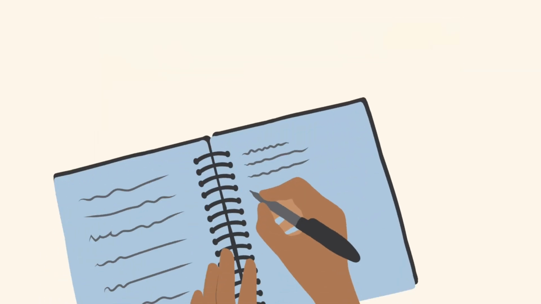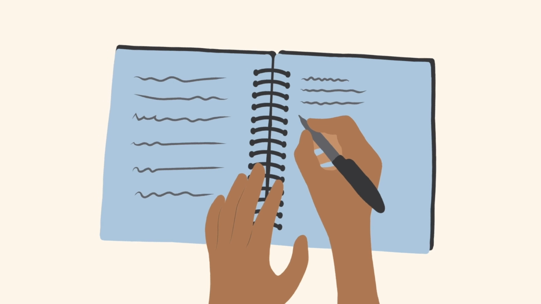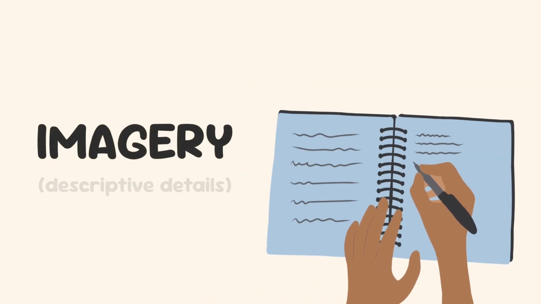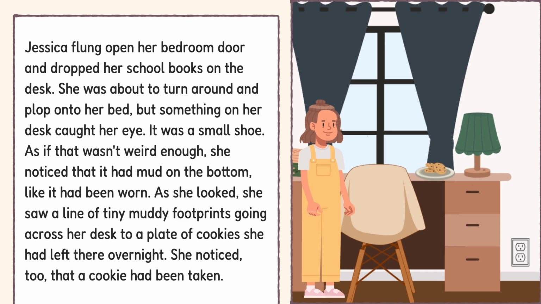We can do this when we write, too. Today, we're going to read a story together. Then, we'll add some imagery, or descriptive details, to help readers imagine exactly what's happening in the story. Here's our story. Let's read it.